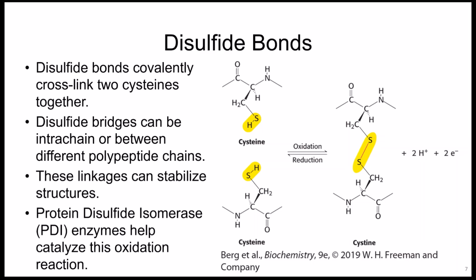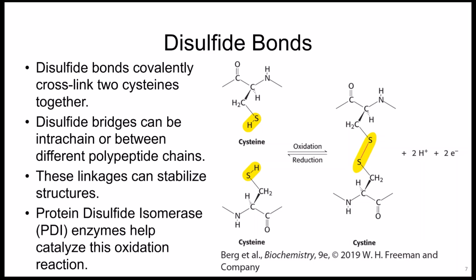So you can either have these disulfide bridges within one chain, so that would be an intra-chain link, or you can have it between different polypeptide chains. So if a protein has multiple chains, these disulfide bonds can help link them together.